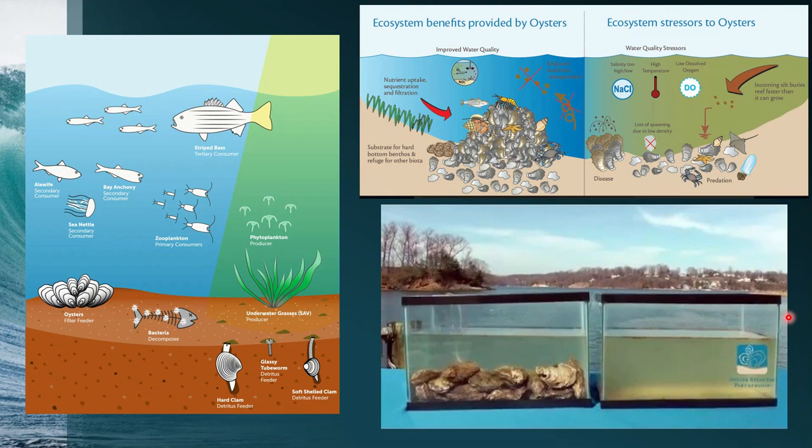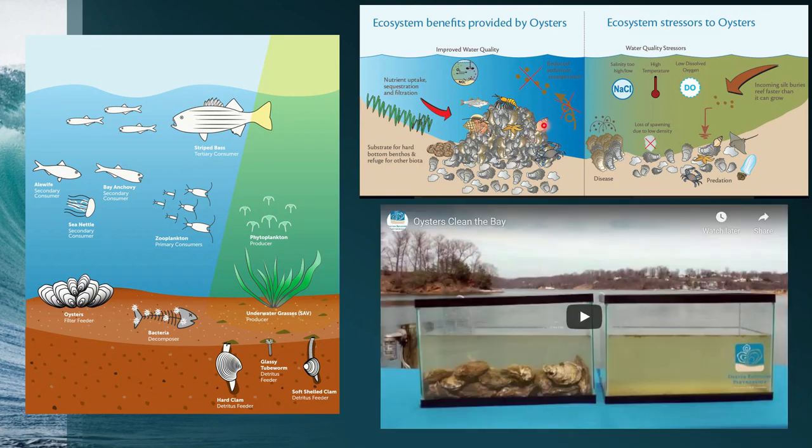Now, this is a real problem for the Chesapeake Bay. So oysters provide a lot of benefits. They build habitat. You can see this reef has built habitat, and there's all sorts of things living on it. They take up nutrients, and they clean the water. So one of the things I want to show you here is what the water looks like when you have oysters and when you don't.